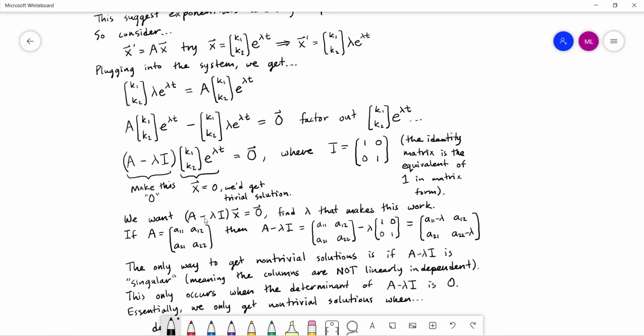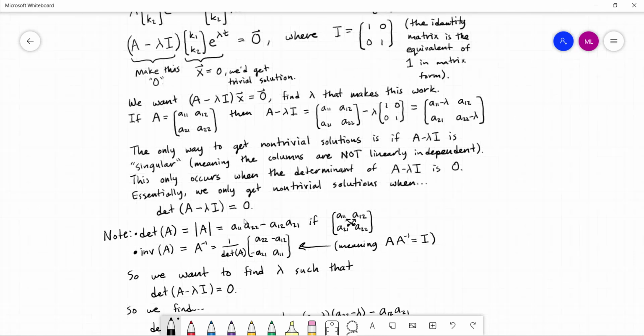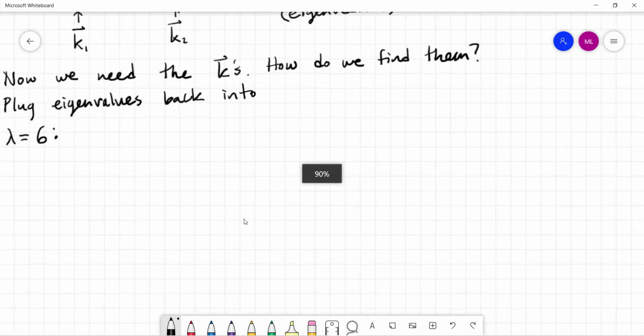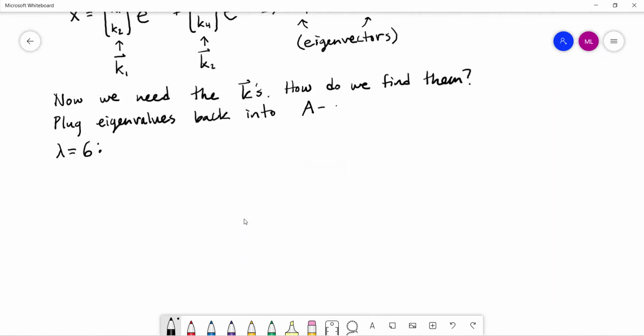So I want to plug into A minus lambda I x equals 0. But now we know the values of lambda. They're either 6 or negative 1. So let's plug them in and find the values of x, so figure out exactly what those vectors have to look like in order for this whole solution to actually fit. Right, so when I say plug them back in, I mean plug them back in to A minus lambda I times x equals 0. So basically we're going to find the x's for which this actually works, right?